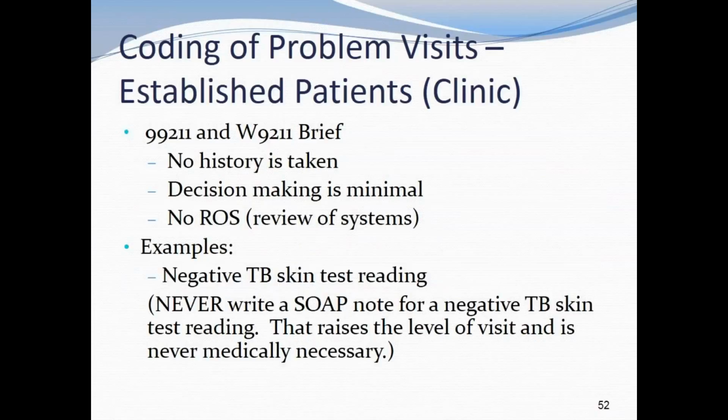And just so you know, I forgot to mark out the W codes on these too. Sorry. So it's actually for an established patient brief. You have no history taken. Decision making is minimal. No review of systems. This is where the patient's coming back for their TB skin test reading. And it's negative. So all you're doing is going down their arm and making sure that it's negative. So there's not a whole lot you're doing for that. It's just a one line in your notes. You don't want to do a SOAP note because it raises the level of visit, which you don't need to do. And it also wastes your time.